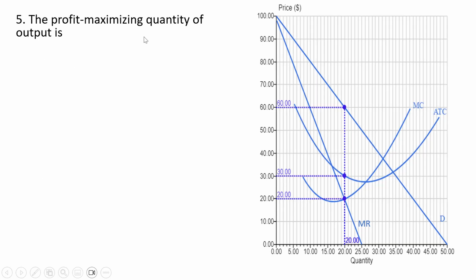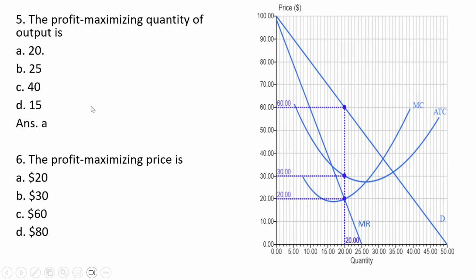Question 5, the profit maximizing quantity of output is, so we got a slightly different diagram here. As with the other diagrams, to get the profit maximizing output, find where the marginal cost curve, this U-shaped marginal cost curve right here that I'm outlining, is intersecting marginal revenue right here at 20 units of output. Correct answer is A, 20 units of output.